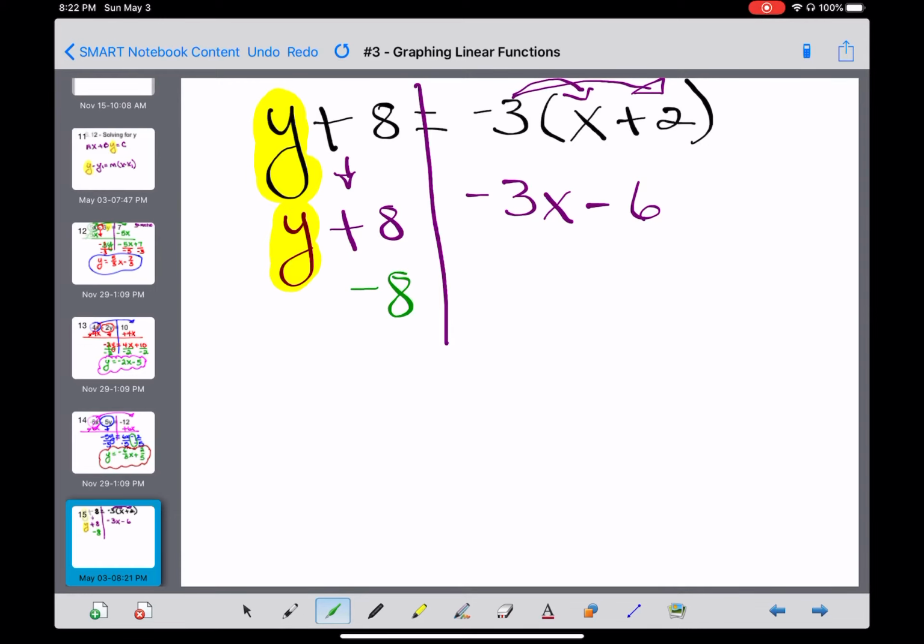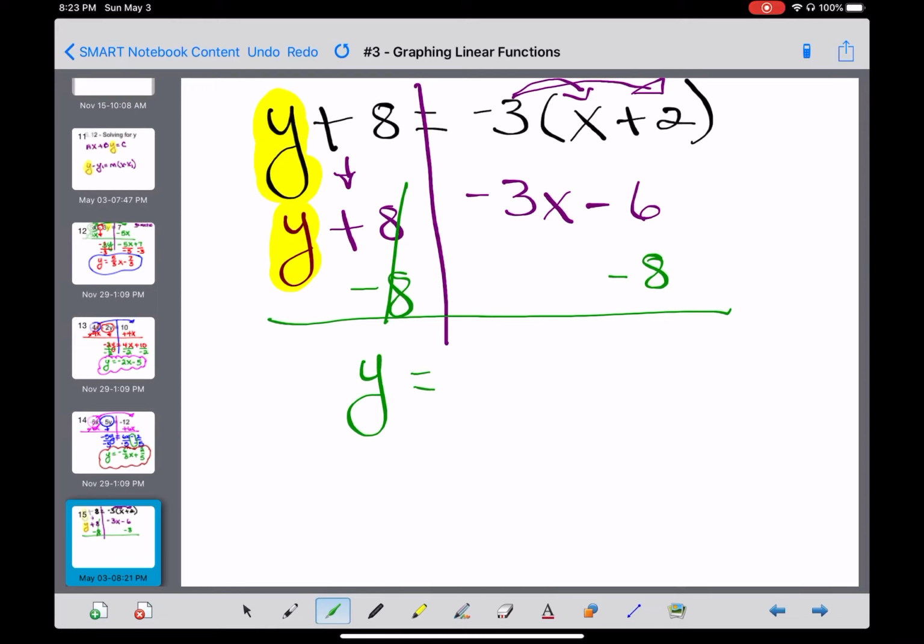Miss, I'm confused because I don't know which number to subtract it from. Well, that 8 doesn't have an x, so it's not going to combine with the negative 3x. So nope, it doesn't go there. It goes with the negative 6. I cross it out.